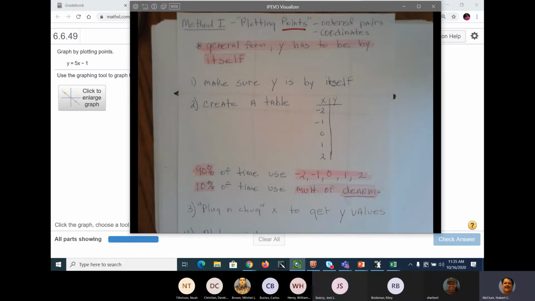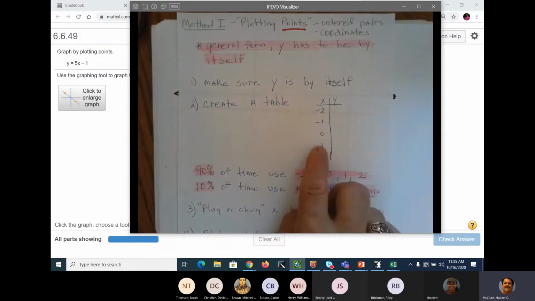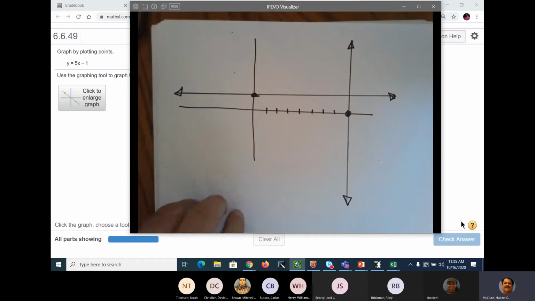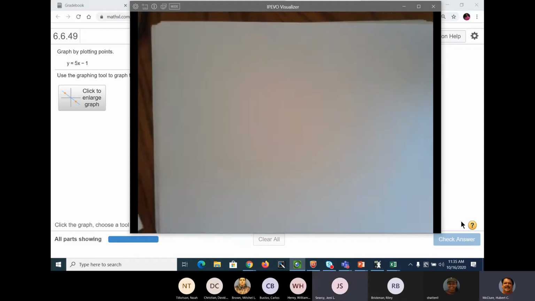So we're going to pick 5 points. Do we have a fraction? Yes or no? We do not have a fraction, so we can use these 5 points. So I'm going to take my handy dandy chart plot.